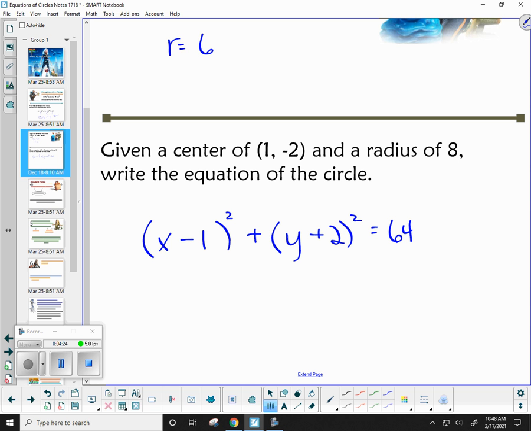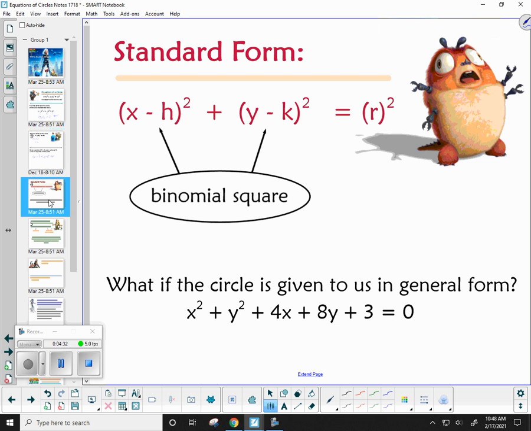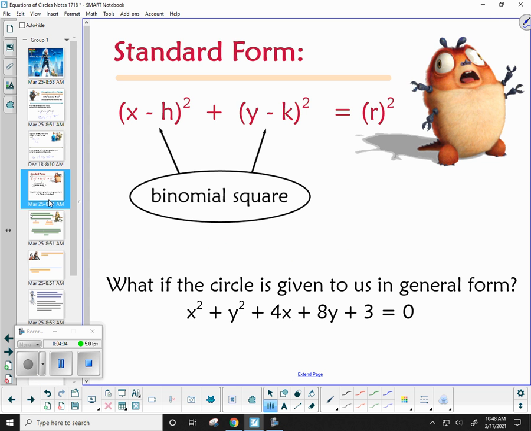All right, so actually writing the equation is pretty straightforward. If you know the center and you know the length of the radius, it's straightforward. Sometimes, though, we're given, well, this is called standard form. Sometimes, though, it's given to us in what's called general form.